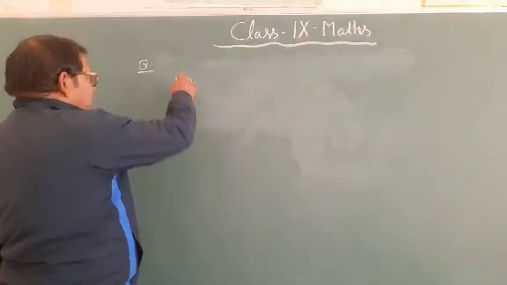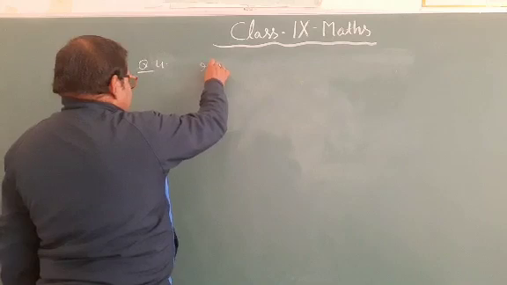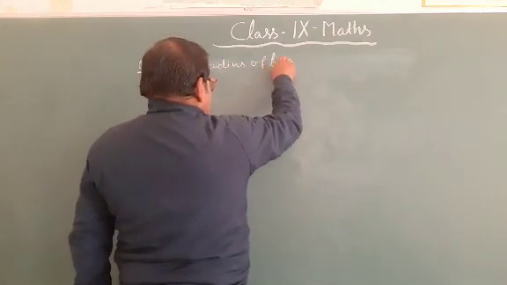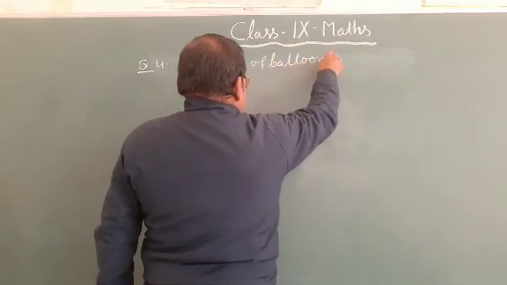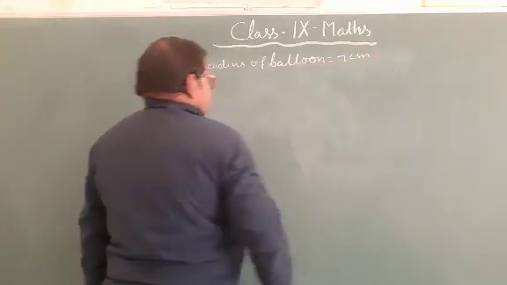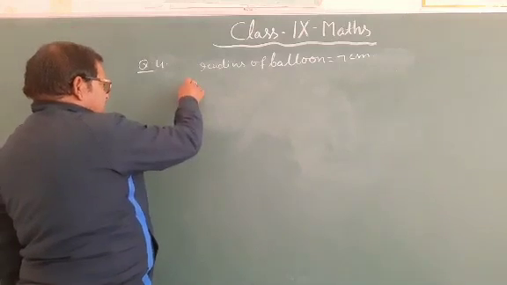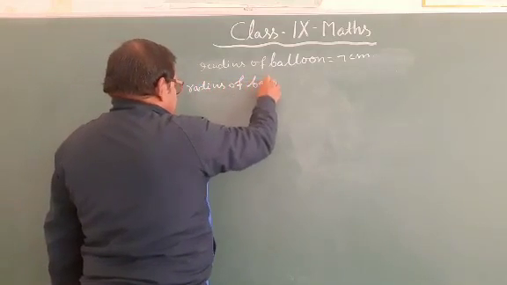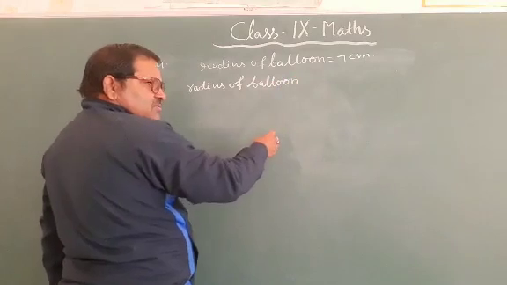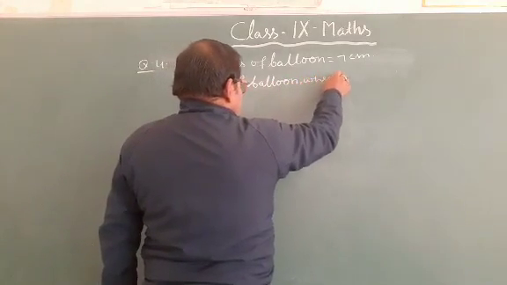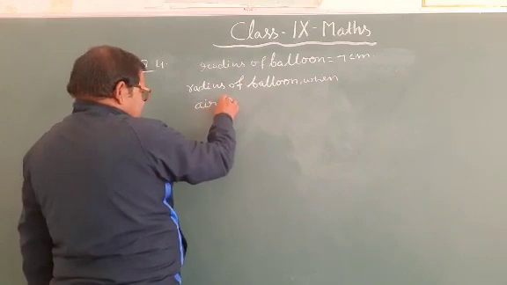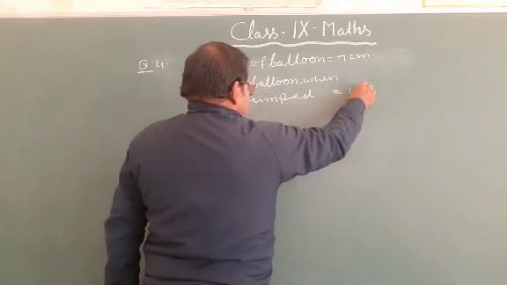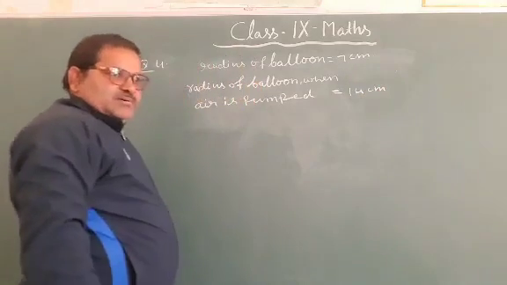Radius of balloon is 7 centimeter. Radius of balloon when air is pumped is equal to 14 centimeter.